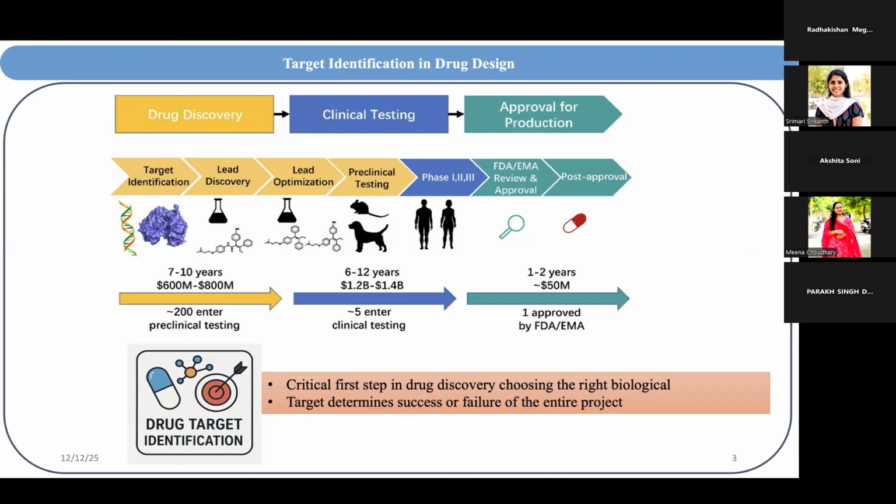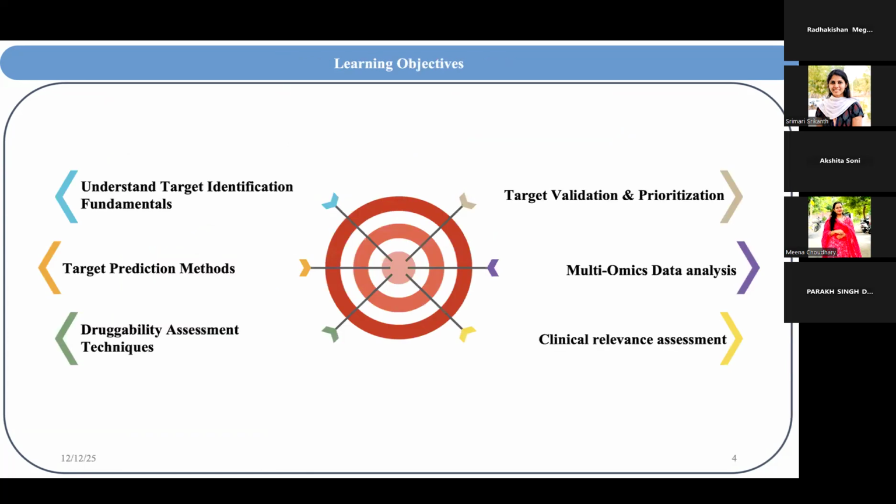So this whole pipeline starts with target identification, the basic foundation. If we choose a wrong target, one that is not actually involved in a disease, it will collapse everything. So target identification is a very critical step. It determines the success or failure of the entire project. Today we are going to cover target identification fundamentals and prediction methods, druggability assessment, target validation, multiomics data analysis, and clinical relevance assessment.